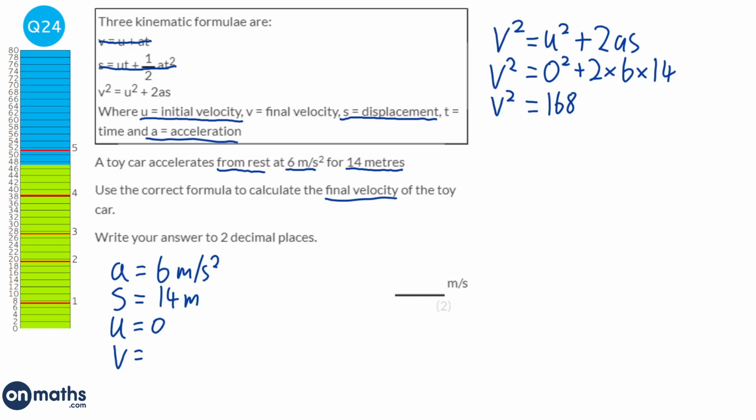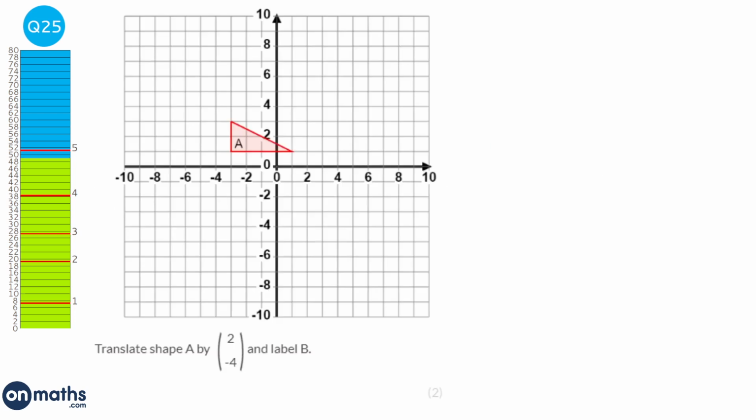And we've got v squared equals, so we need to do a bit of solving here. We need to do the inverse of square, which is square root. So we're just going to square root both sides to get what v equals. So square root of 168 is 12.961, etc. And we're going to round to 2 decimal places, which will be 12.96.